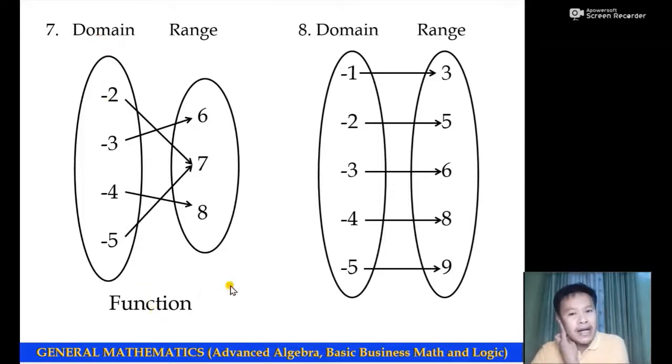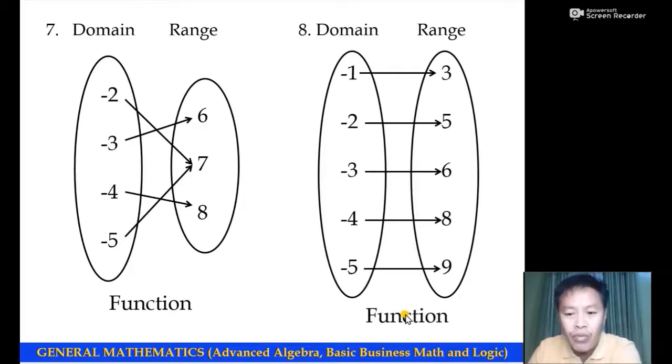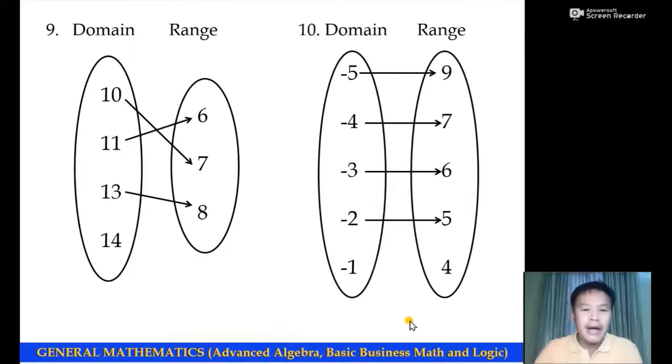This is a function. And this is a very perfect example of 1 to 1 or onto. So this is a function and this is 1 to 1. And this is also onto. It's very simple for you to identify whether it is onto: if all of the elements in the range have the corresponding elements in the domain, it is onto already. We will proceed with number 9.